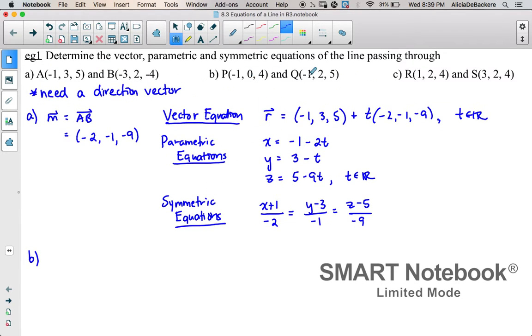So for part B here, I've got the points P and Q. And again, my first thing I'm going to do is come up with a direction vector. I'm going to go P to Q, but you could go Q to P. So again, different people will have a different direction vector. And when I go P to Q, again, I'm starting with the Q coordinates and subtracting the P coordinate. And what I end up with here is 0, 2, and 1. And so we're going to take a look at my vector equation.